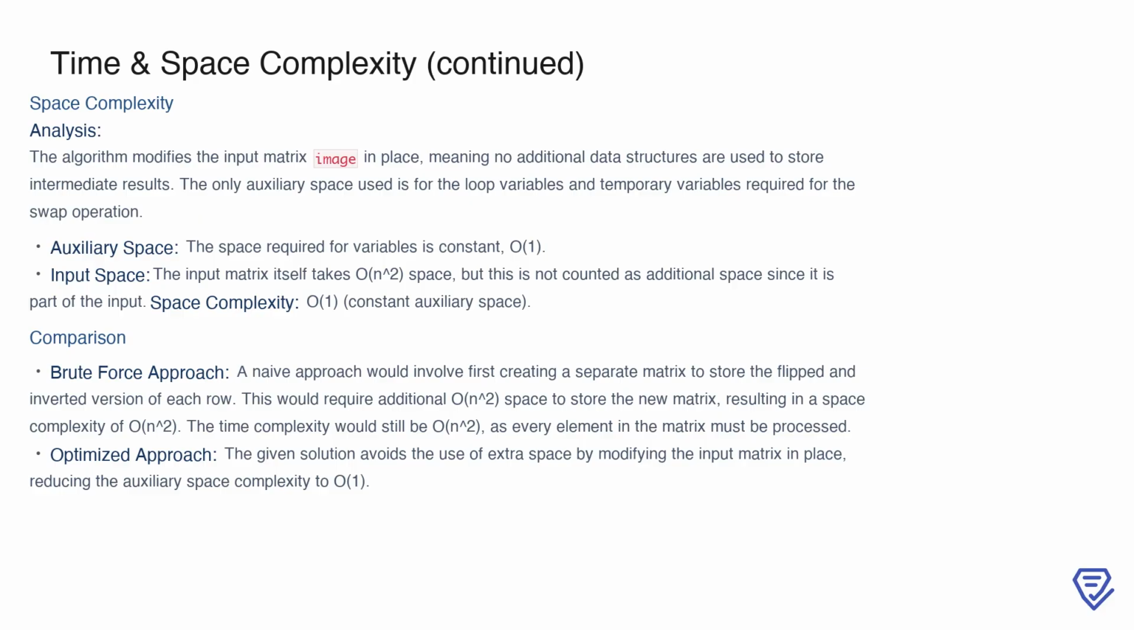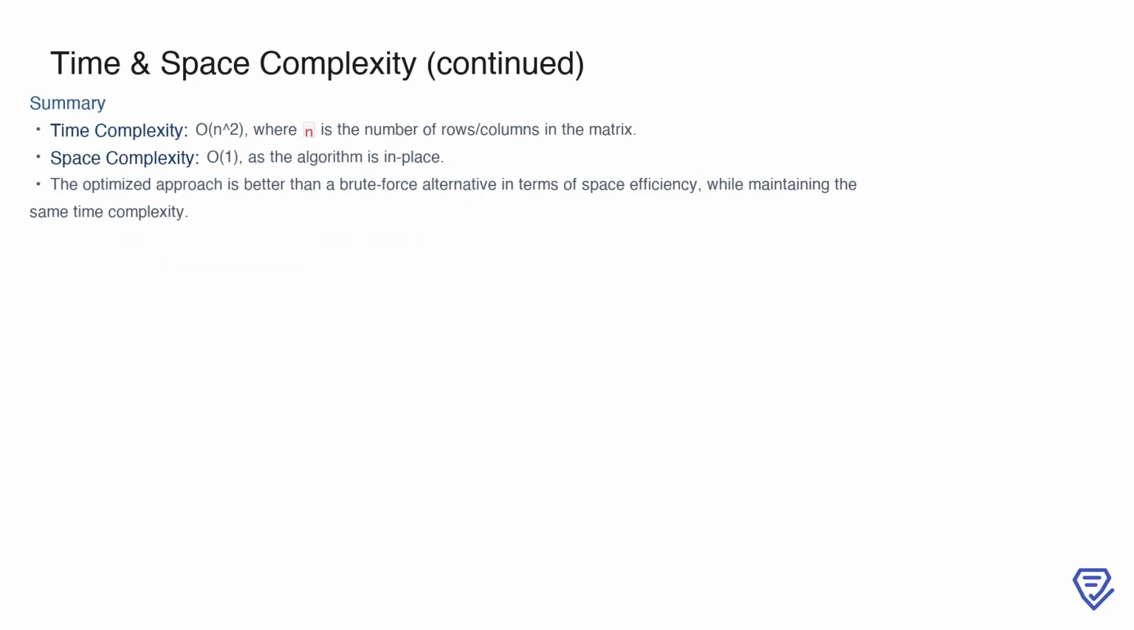Therefore, the space complexity of this algorithm is constant, O(1). In summary, the algorithm has a time complexity of O(n squared), reflecting the need to process every element in the matrix, and a space complexity of O(1), as it operates in place without using additional memory.